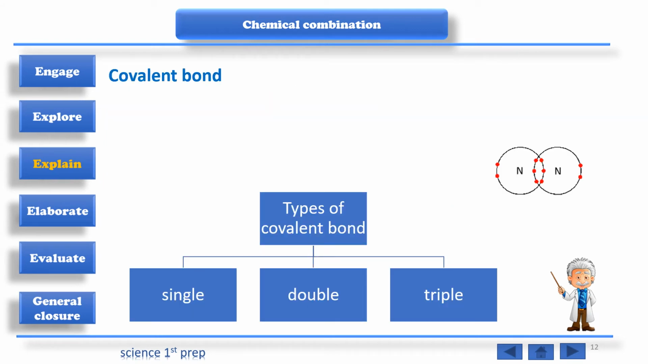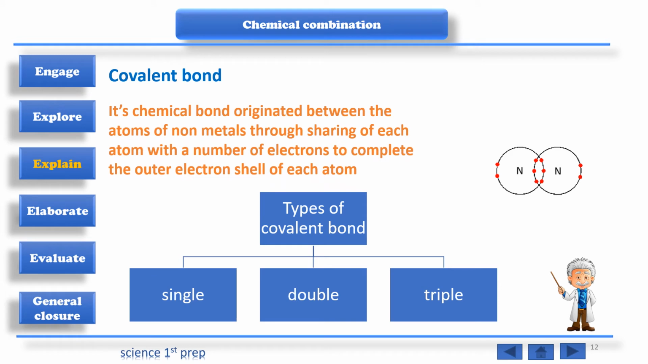And here we'll talk about the covalent bond, the second type of bonds. It's a chemical bond originated between the atoms of non-metals. Okay, non-metals like nitrogen. Here, this is the N2 molecule. This is a non-metal, nitrogen molecule. Okay, 7. That means we have in the energy level K 2 electrons, and in the energy level L we have 5 electrons. Okay, so here 2, 5. It needs 3 electrons to complete the outermost energy level.